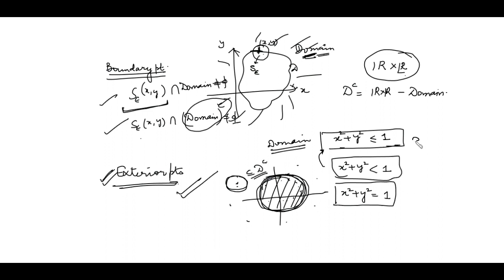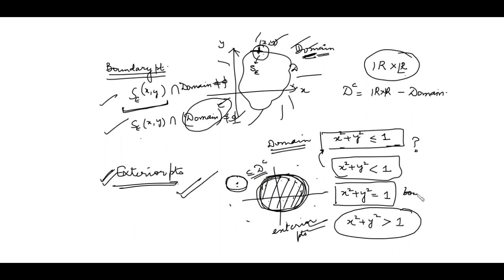Now what are the exterior points for this set? The exterior points are those with x squared plus y squared strictly greater than 1. So all those (x, y) belonging to real numbers such that x squared plus y squared is greater than 1 are the exterior points.